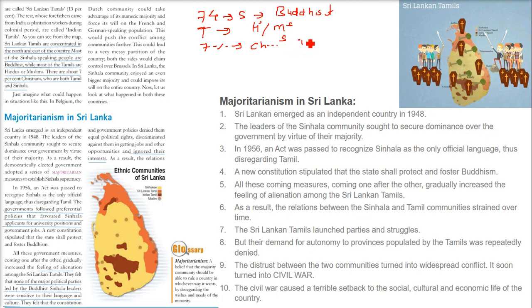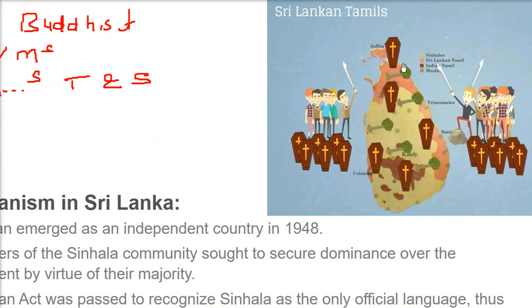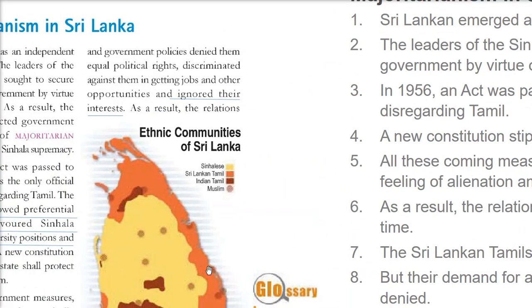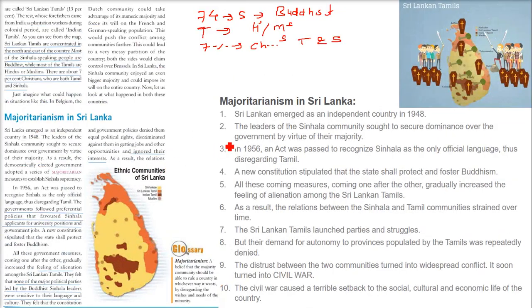So these Christians, they are both Tamil and Sinhala. They speak Tamil also and Sinhala also. Now you can see there is a quite complicated scenario here, and we have Sinhalas, we have Sri Lankan Tamils, Indian Tamils and Muslims. So this is the region of Tamil. This is the Tamil dominated region. Others are distributed, means Sinhala are distributed.